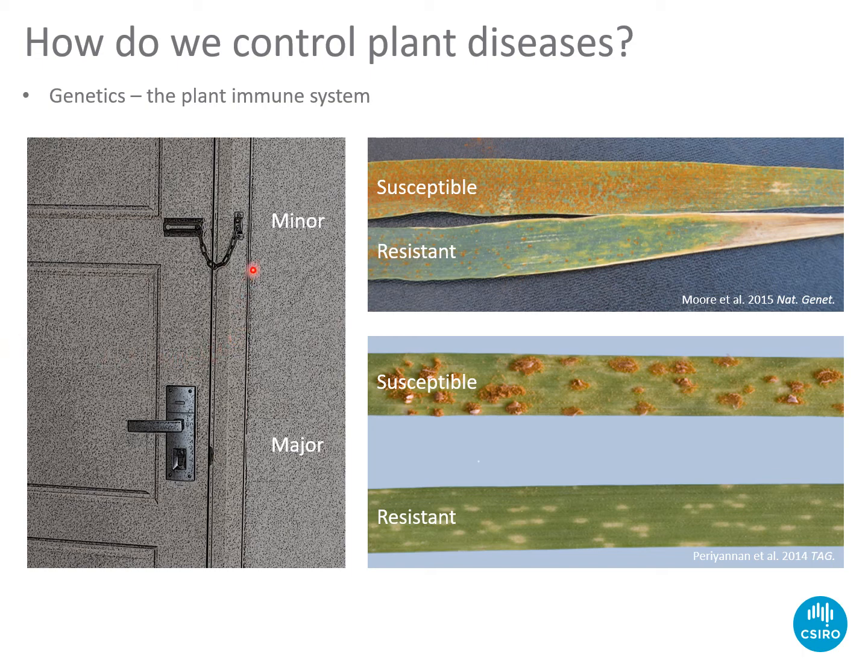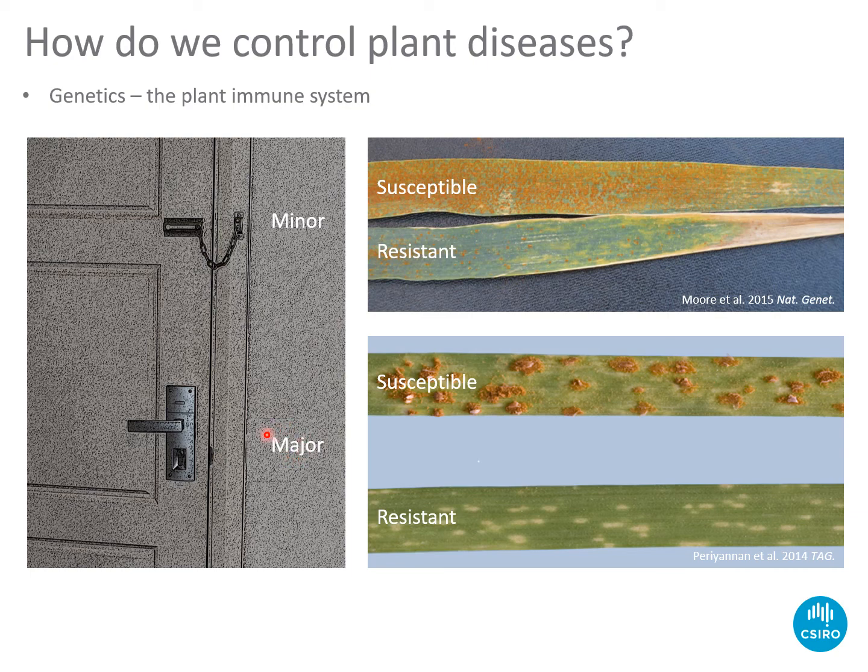There are a couple of different classes of plant resistance genes, and a nice analogy to think of them are these different types of door locks. So minor resistance genes, more like a privacy chain on the door, they confer a weaker resistance than major resistance genes, and sometimes this is essentially partial resistance, so they can slow the fungal growth down but not stop it completely. So in this example, you can see the susceptible leaf has lots of disease, whereas the resistant has some, but it's a lot less.